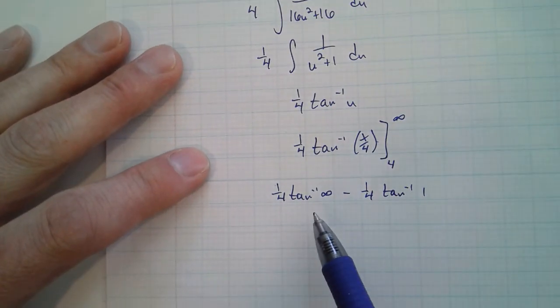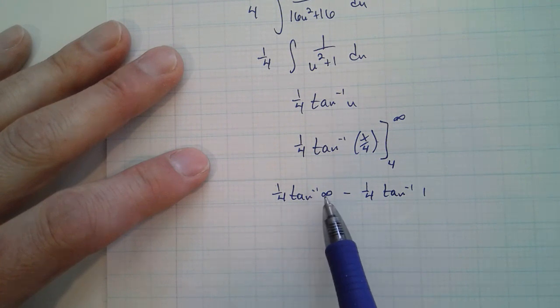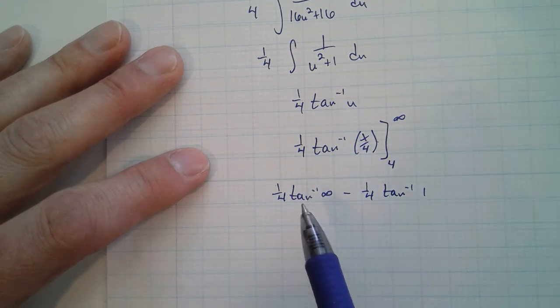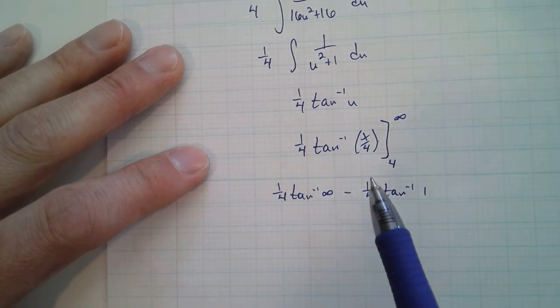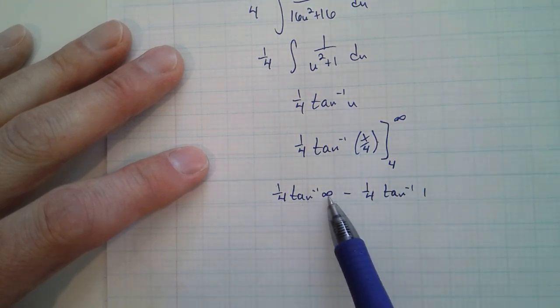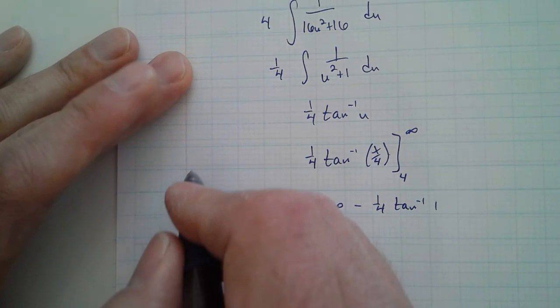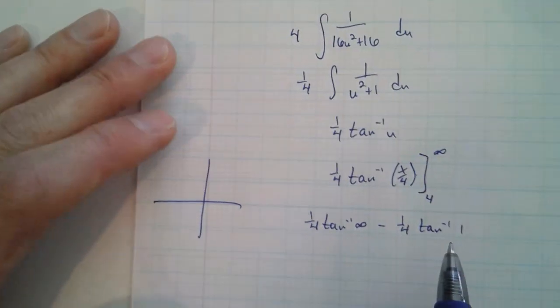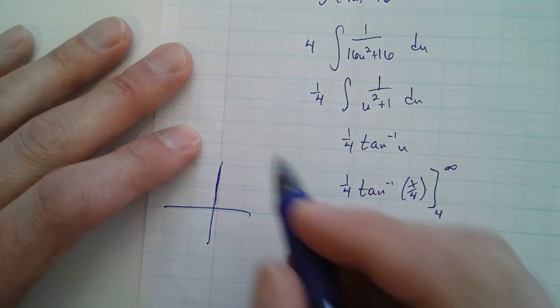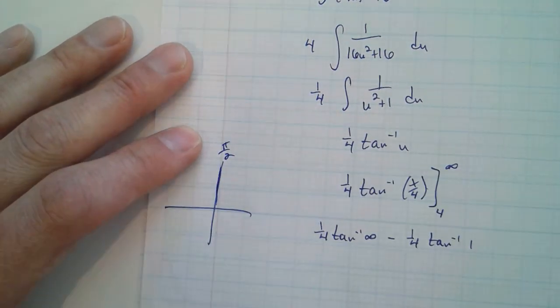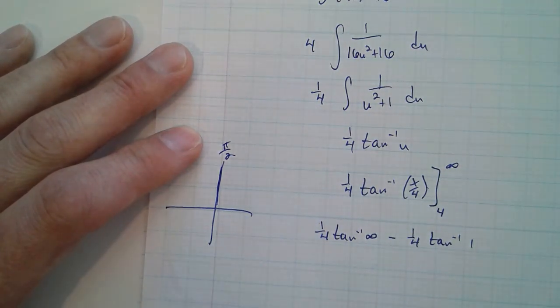Okay, what angle has a tangent of infinity? Remember, anytime you're evaluating an inverse trig, it's always what angle has a, in this case, what angle has a tangent of infinity. So tangent is slope. So this angle right here has a tangent of infinity. That's pi over 2.